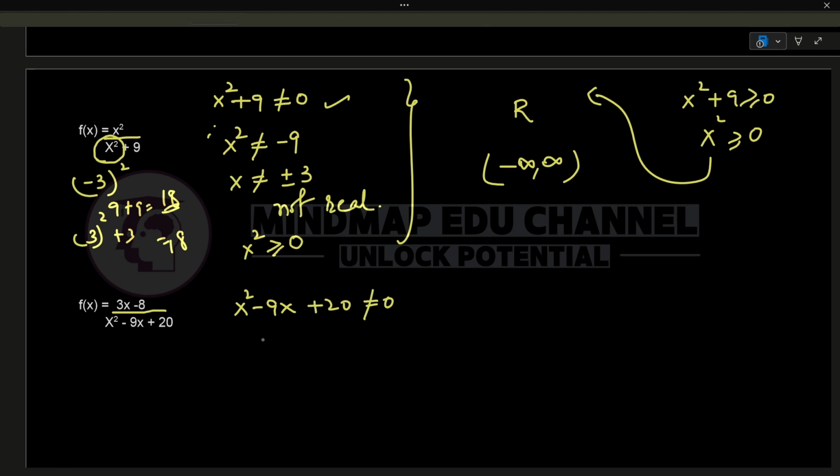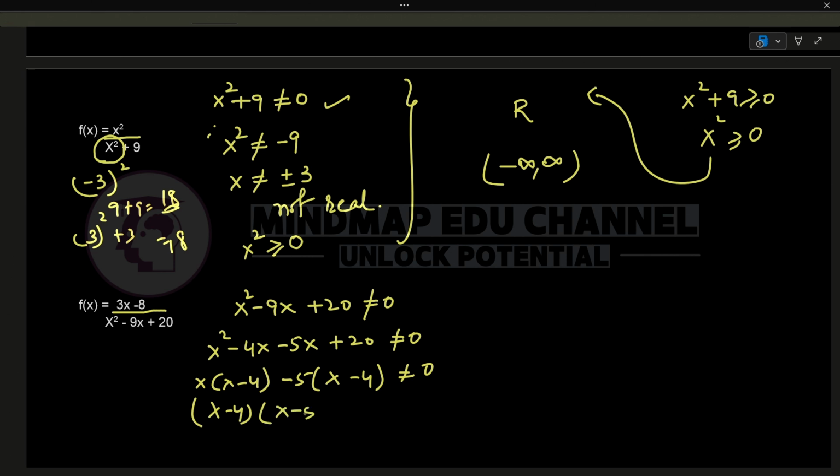not equal to 0. Get the factors here. x square minus 4x minus 5x plus 20 not equal to 0. So, here x minus 4 not equal to 0, and we will get two factors, x minus 4 and x minus 5. Thus, x cannot take the value of 4 and x cannot take the value of 5. Therefore, the domain will be all real numbers except 4 and 5. So, this will be the domain.